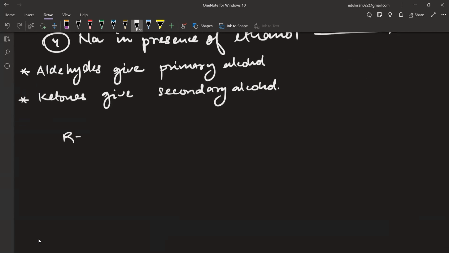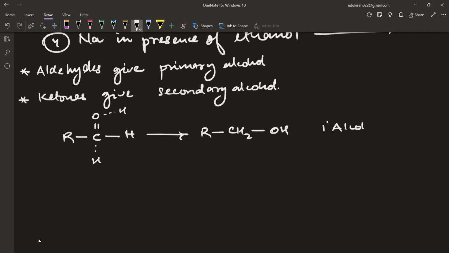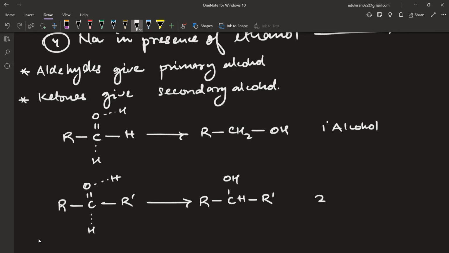Please write some examples. R, C double bond O and a hydrogen atom. So what you have to do is add a hydrogen here and add a hydrogen on this oxygen. You'll get R, this will now be CH2 and this oxygen will become OH. This is a 1 degree alcohol. If you have R, C double bond O and there is some R dash, that means you have a ketone. Again you do the same thing: add a hydrogen on this carbon atom and add a hydrogen on the oxygen. You will be getting R, carbon, OH, and since here we have hydrogen, we'll have CH and then R dash. This is a 2 degree alcohol.